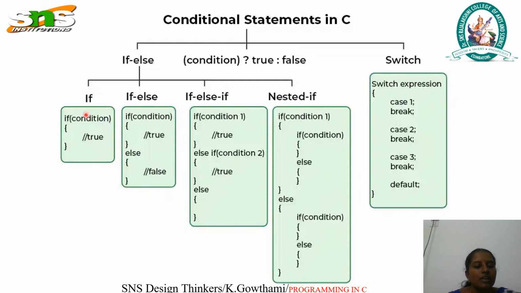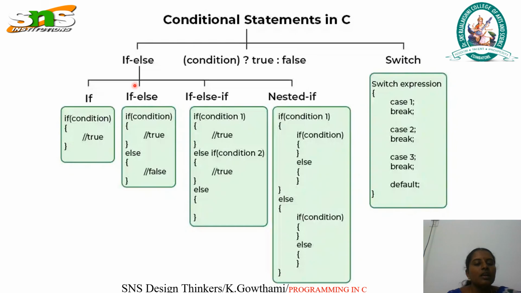First type I will explain. The first type is otherwise called the simple if statement. In this type, the if has one condition. If the condition is true, this block will be executed. If the condition is false, this block does not execute.